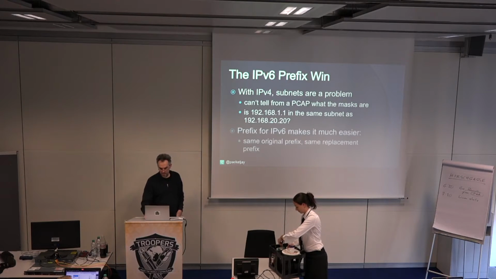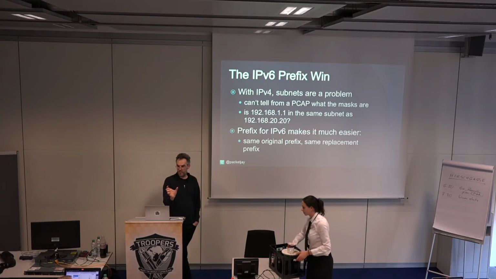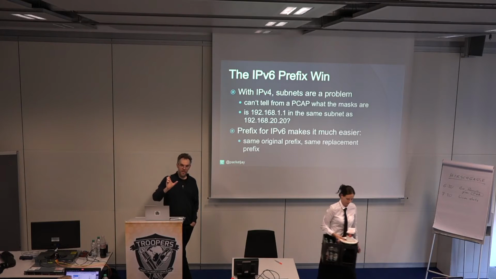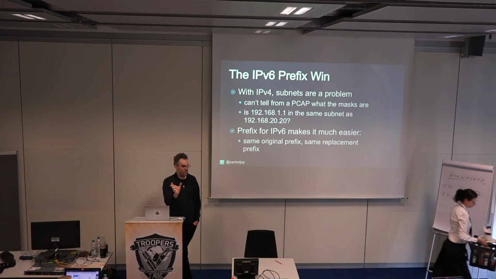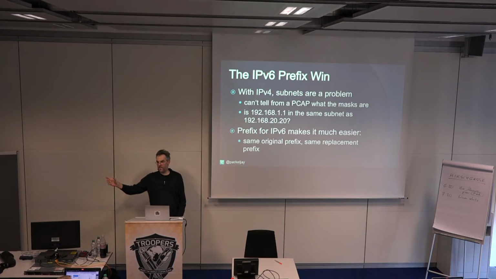But you can do it with IPv6 because you have the prefix that is always 64 bits. So if you see the same prefix, it means that the two IP addresses with the same prefix should be in the same replaced subnet or prefix net in the end. So this is quite nice because we don't have to guess anymore: are those two in the same subnet or not? Yes, they are.